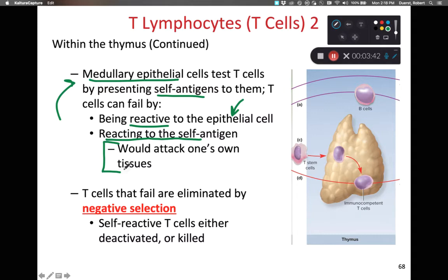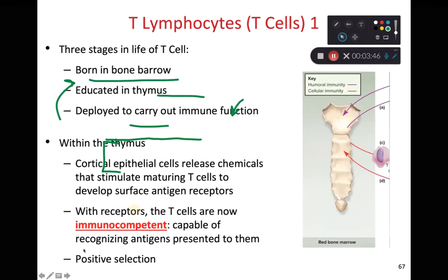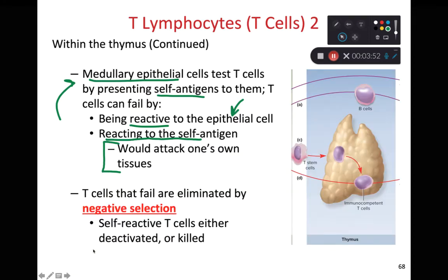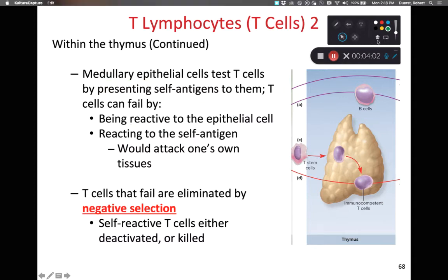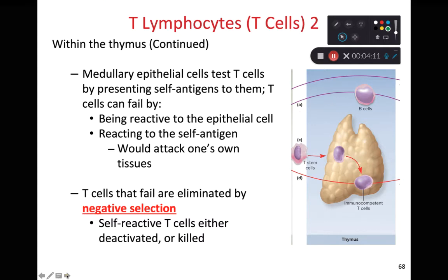So we have a two-step process here. We are first going to rely on positive selection, so they need to have surface receptors. If they have surface receptors, they move from the cortex of the thymus to the medulla of the thymus. Then within the medulla, if they respond to self-antigens, they are destroyed via negative selection. And we have matured T cells ready for action that can go back to the bloodstream.